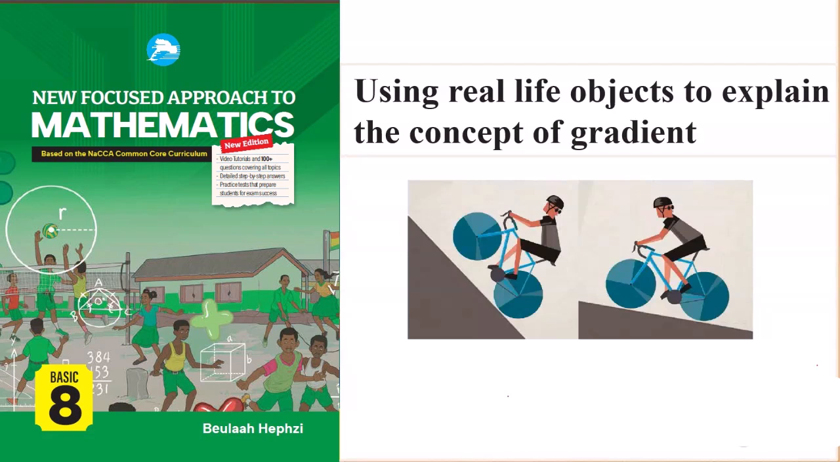And in this video, we are looking at using real life objects to explain the concept of gradient and then further solve questions with regards to gradient. So when we talk of gradient, we are talking about slopes. And you can see from here the bicycle rider trying to ride on a very steep slope. And you consider this one to still see slope, but comparing this slope and that slope, you can see that there's a difference between the two. One has higher slope or higher gradient, and the other one is low gradient.